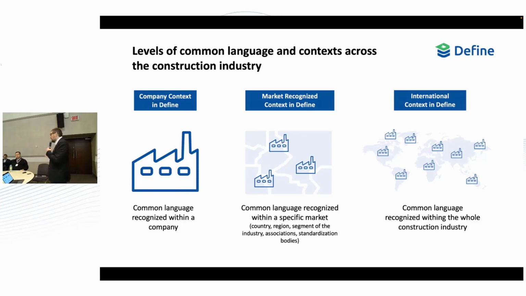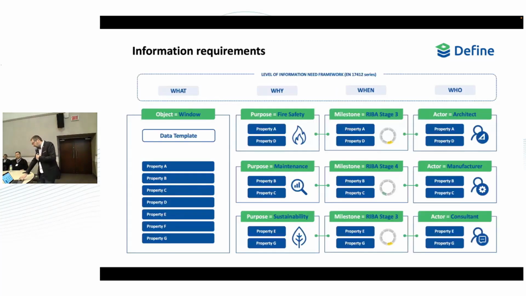Second level, market recognized, you need more people to agree on this one, because more people are involved. And when you go international, if you go to standards, that's easy to agree. You've got a document with a value start, this one you can put it. But still, at this level, we can have discussions. So that's the 3 different levels you can try to define.